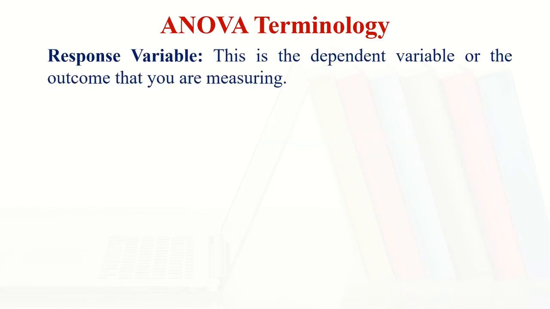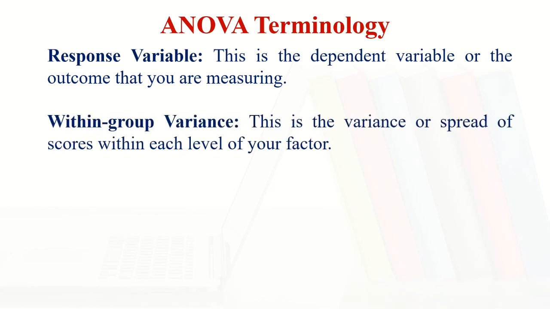So next we have a response variable. This is the dependent variable or the outcome that you are measuring. Now what is the response of this? Whatever the result that is coming is the response, the response from the experiment. We have set some objective. We want to know something. So that is the response variable, right?